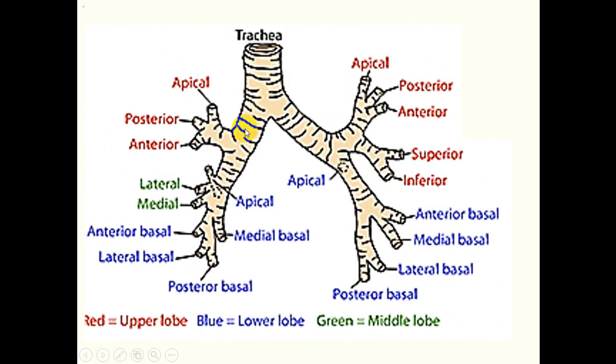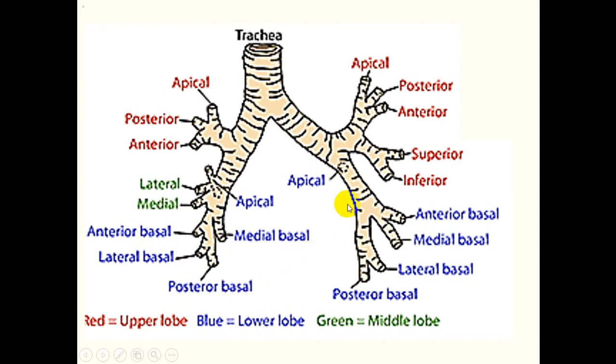On the right side, the secondary bronchus for the superior lobe is going to divide into 3 tertiary branches for the apical, posterior and anterior segments. Then the middle lobar bronchus is going to divide into 2 tertiary branches for the lateral and medial segments. And then the inferior secondary lobar bronchus is going to divide into 5 tertiary bronchi for the 5 segments of the inferior lobe: the apical, medial basal, lateral basal, anterior basal and posterior basal.